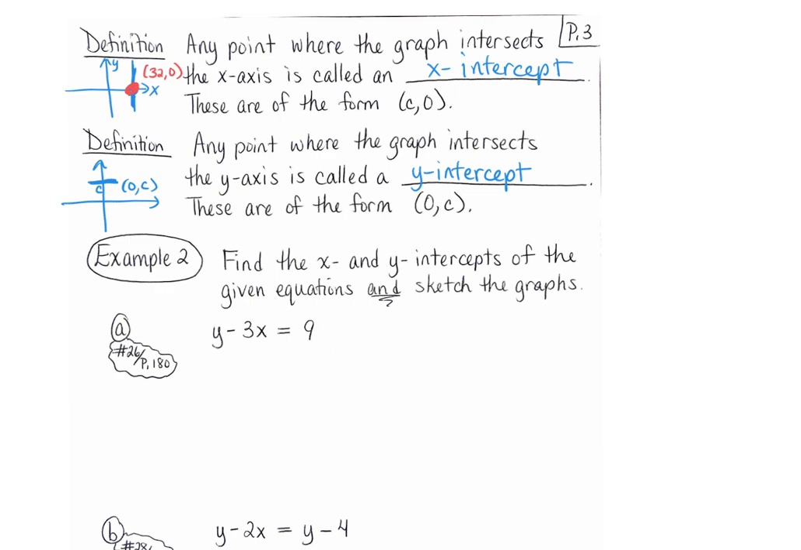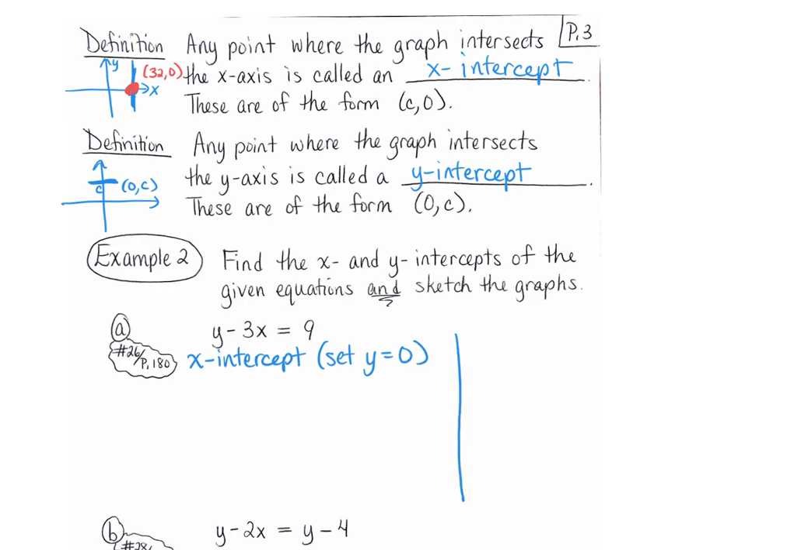So with example 2, we need to find the x and y intercepts of the given equations. We know to find our x-intercept, we set y equal to 0. To find our y-intercept, we set x equal to 0. And then we can go through and sketch the graph. Okay. I'm just going to make a table because it's visually pleasing. We first want to find our x-intercept. So in parentheses, I'm going to put we need to set y equal to 0 because that's what we said we need to do.